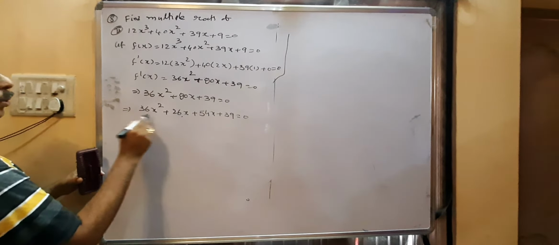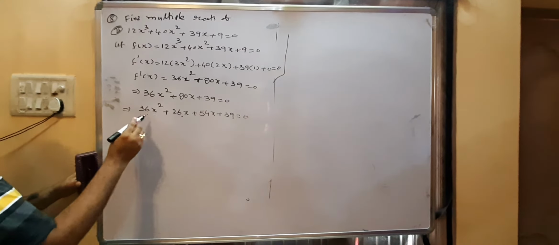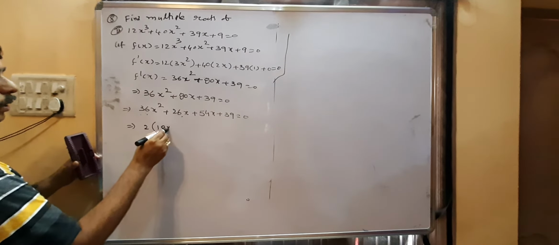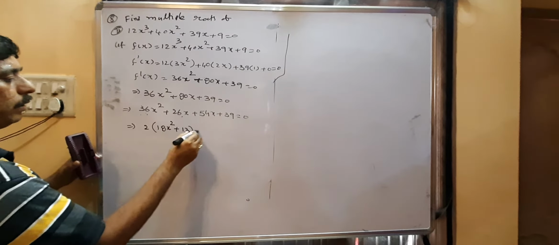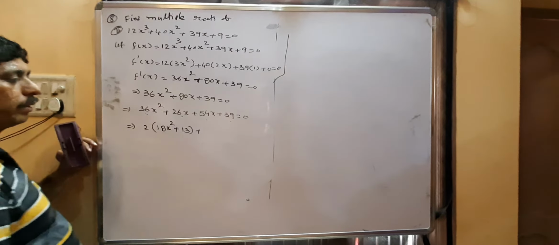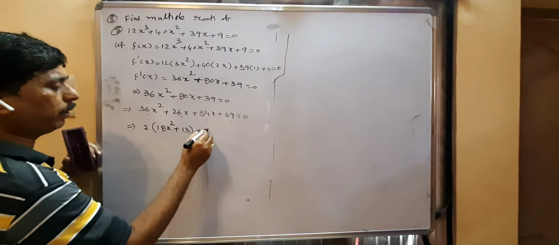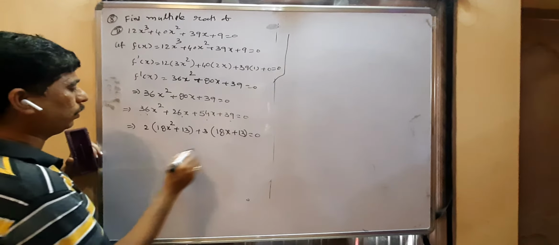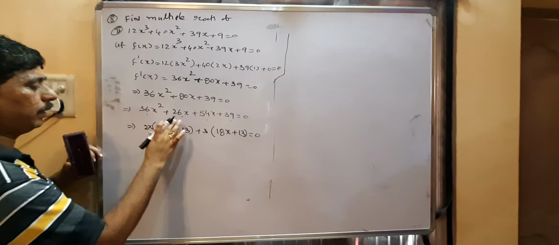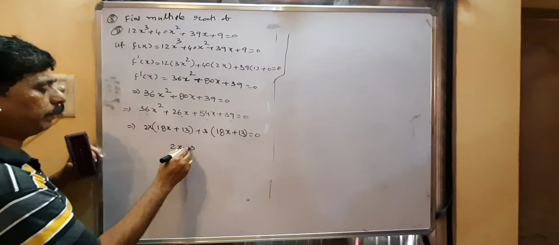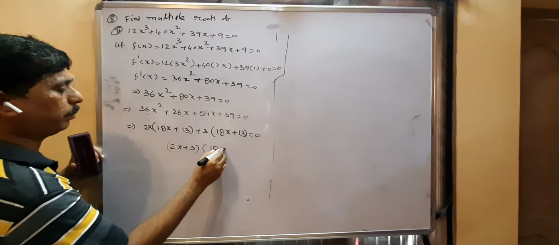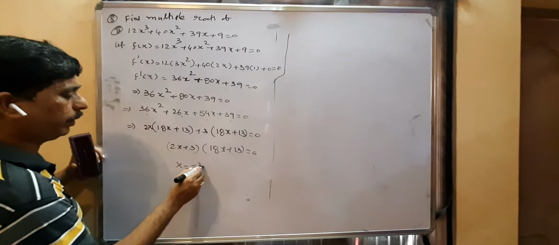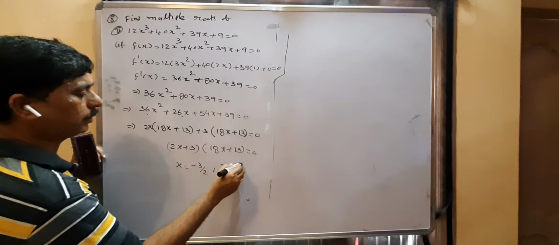From the first two terms, the common factor is 2x: 2x into 18x plus 13. From the next two, the common factor is 3: 3 into 18x plus 13. So we get 2x plus 3 into 18x plus 13 equal to 0. Then x equal to minus 3 by 2, and x equal to minus 13 by 18.